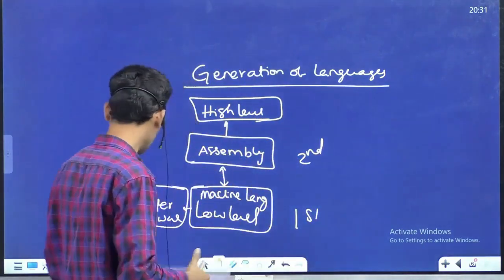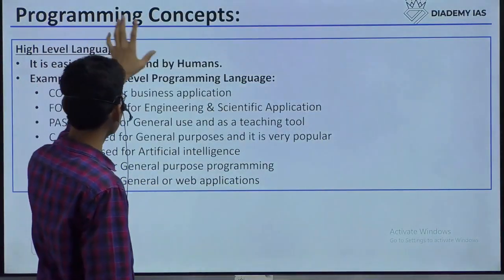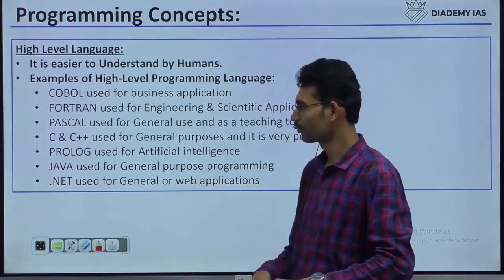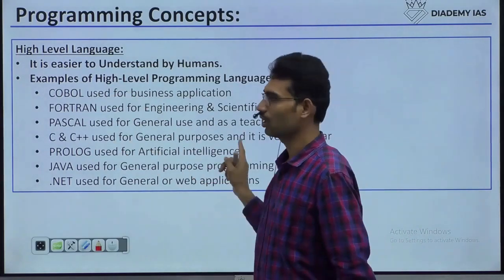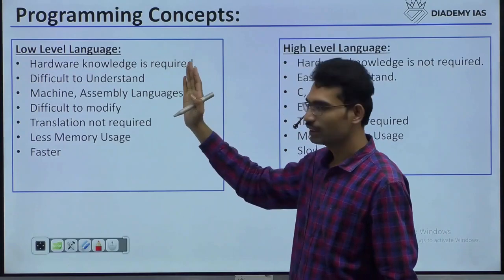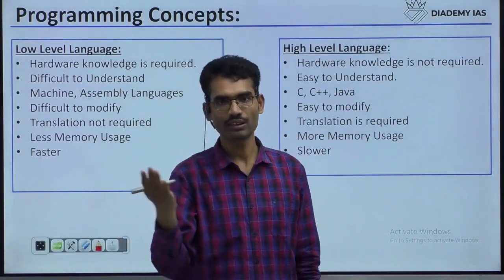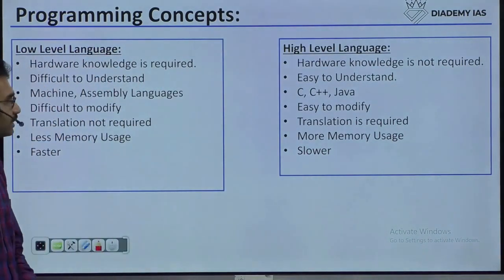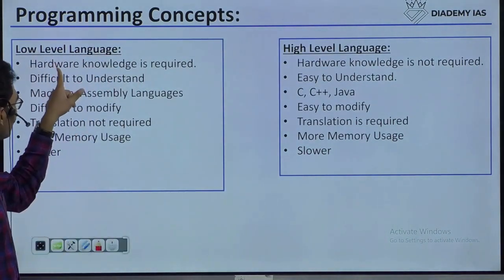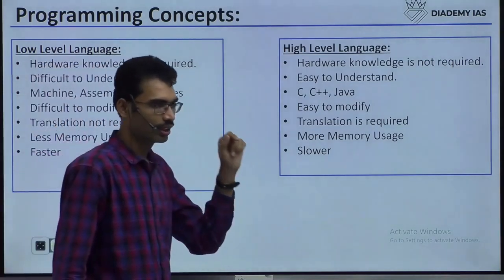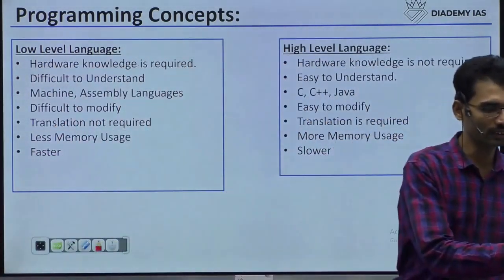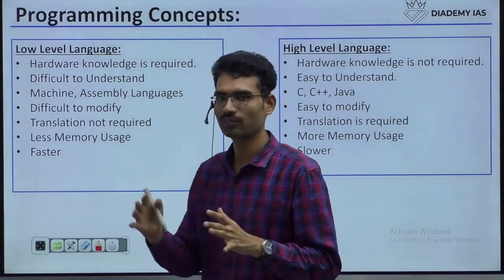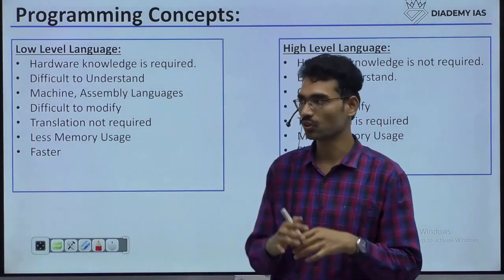So this concept is also about simply programming concepts. These are the basic concepts which you require for the examination. These are different types of high level languages. Now if we see the difference between low level language and high level language, these are the basic differences. When it comes to low level, hardware knowledge is required. If you want to write low level language, you have to understand the hardware, and according to the requirement of hardware, ones and zeros, you have to code it.